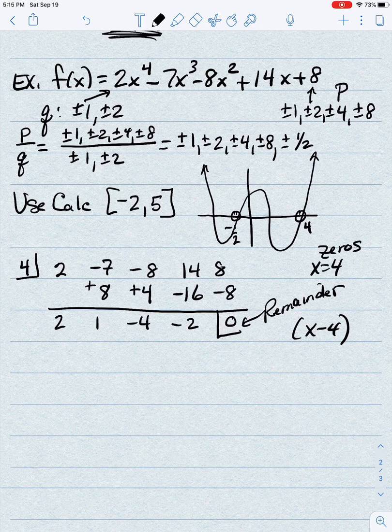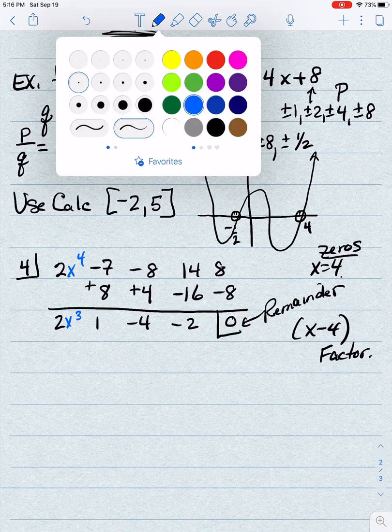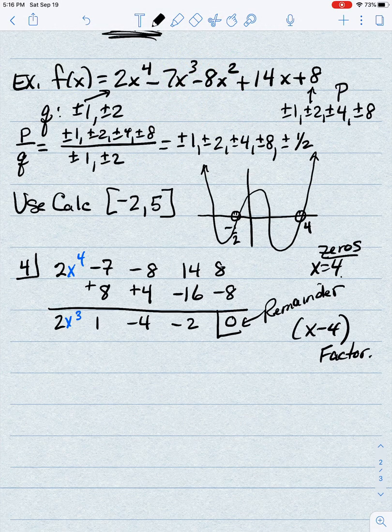Okay, and I hope you're all shaking your head. Yep, that makes sense. I have a 0, so I have a factor. Okay, so when we started this one, our f of x was x to the 4th. So now when we have our quotient, it's going to be down here to 2x to the 3rd. Okay, so now from the graph up here, we had a second 0 at -1/2.